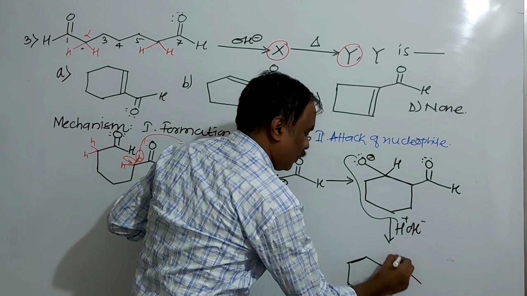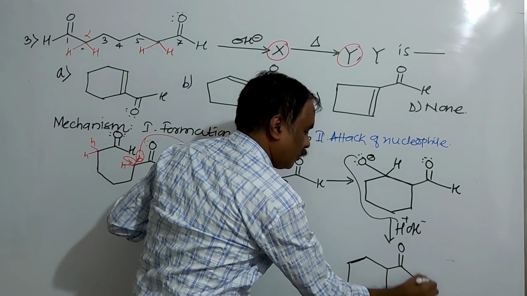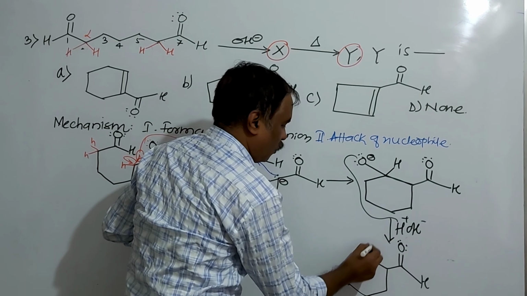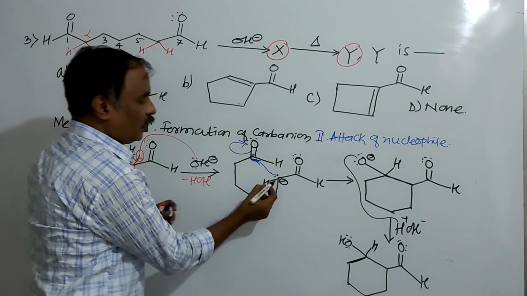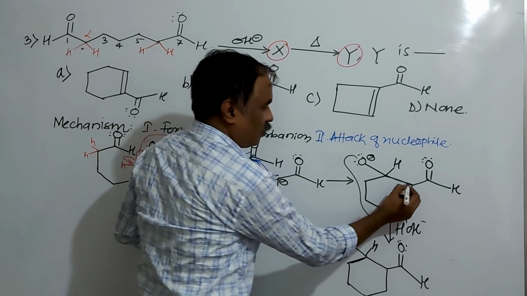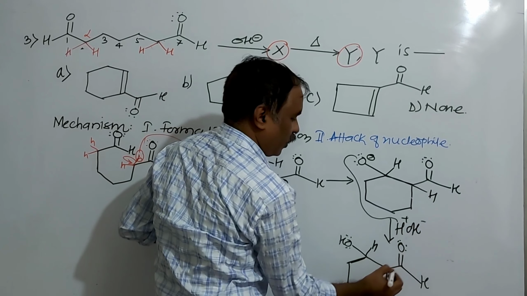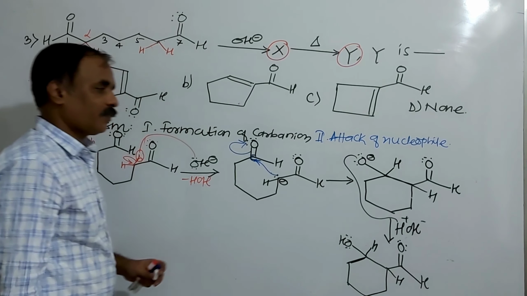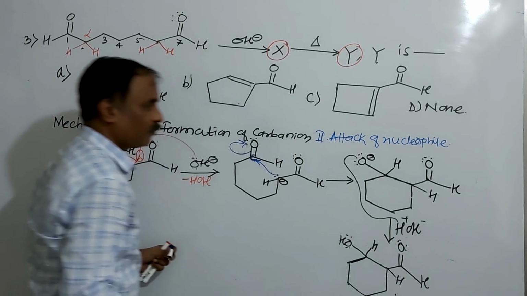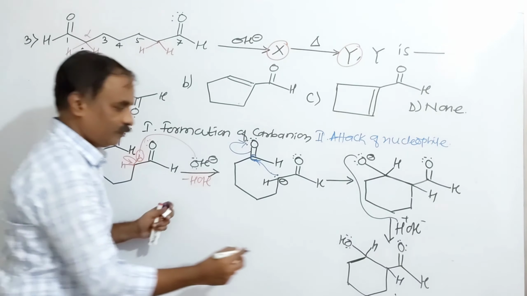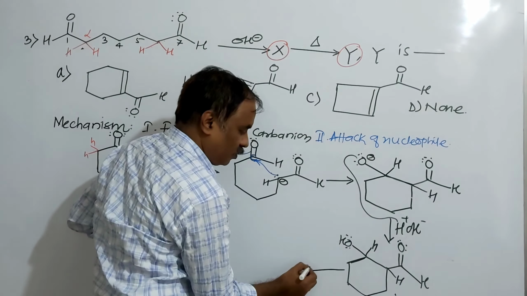This aldehyde group remains as it is. Now, here hydrogen and here it is OH. On this carbon there is one hydrogen, so it remains as it is. So this is our X. ये हमारा X है. Now heating of this.